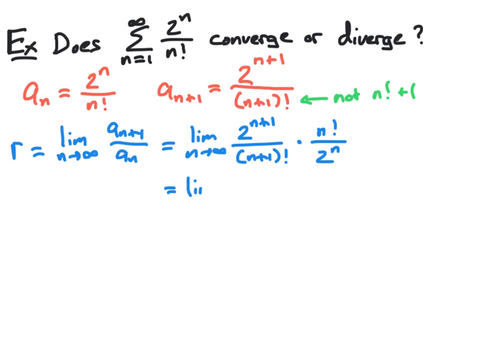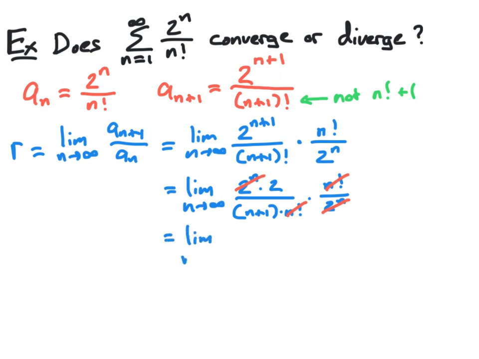Now, because we have exponentials and factorials, these things can be simplified quite a bit. 2 to the n plus 1, we can think of as 2 to the n times 2. N plus 1 factorial, we can think of as n plus 1 times n factorial. And then, of course, n factorial over 2 to the n. And now several things here cancel. For example, 2 to the n divided by 2 to the n will give us a 1, as will n factorial over n factorial. And so all of that canceling out, what we're left with is just the limit as n goes to infinity of 2 over n plus 1.